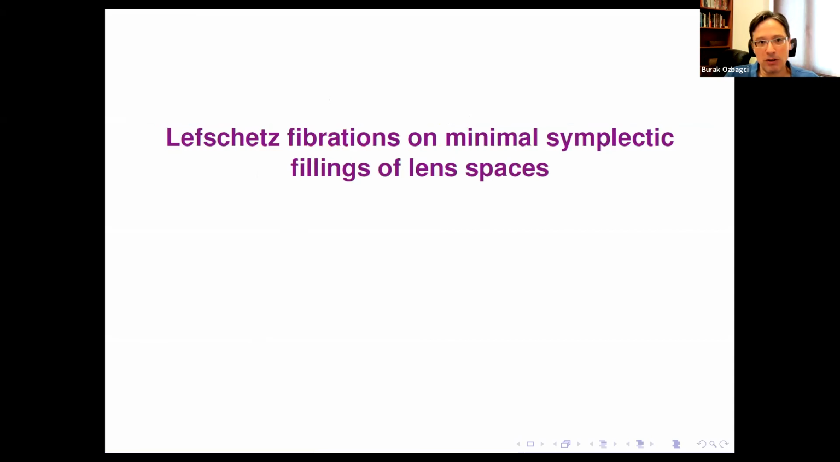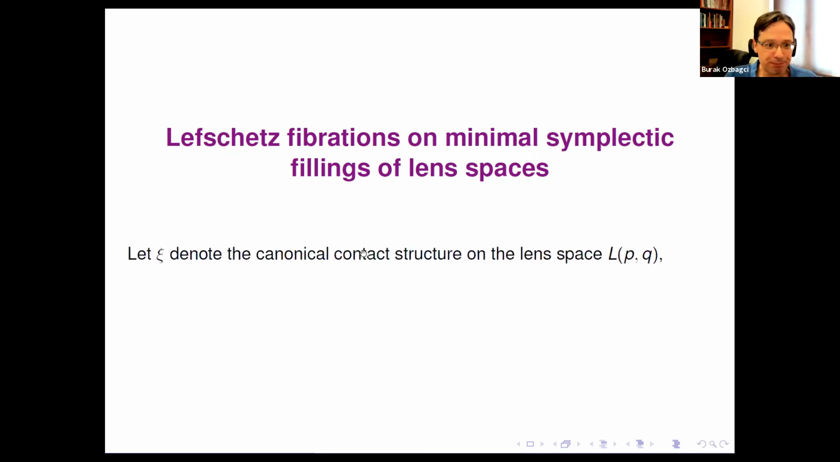Now I want to turn your attention to Lefschetz fibrations on minimal symplectic fillings of lens spaces. I'm running out of time, but I'll take maybe 5 more minutes. Yes, please go ahead. Thank you.